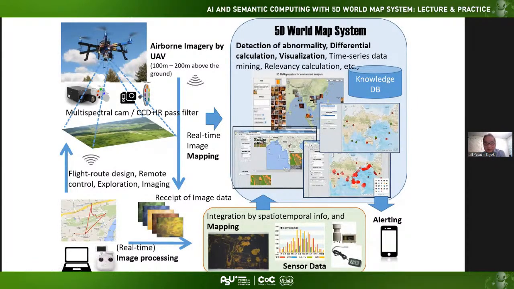So we provide the processing system to make an integration of the sensing data, and deep analysis can be applied in this processing element. And then finally, we can send the message or alerting, warning, or some knowledge to the society. This is the final actuator.